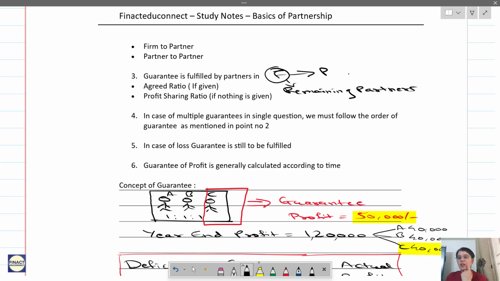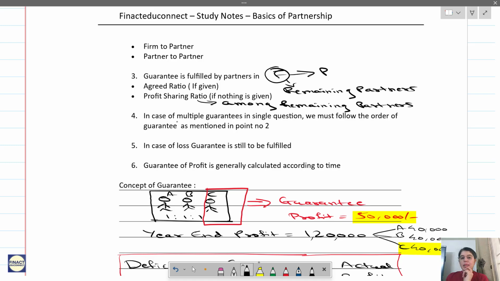So these remaining partners will fulfill this guarantee in the agreed ratio, or if the agreed ratio is not given, then in profit sharing ratio among themselves. Profit sharing ratio among remaining partners. This is important.